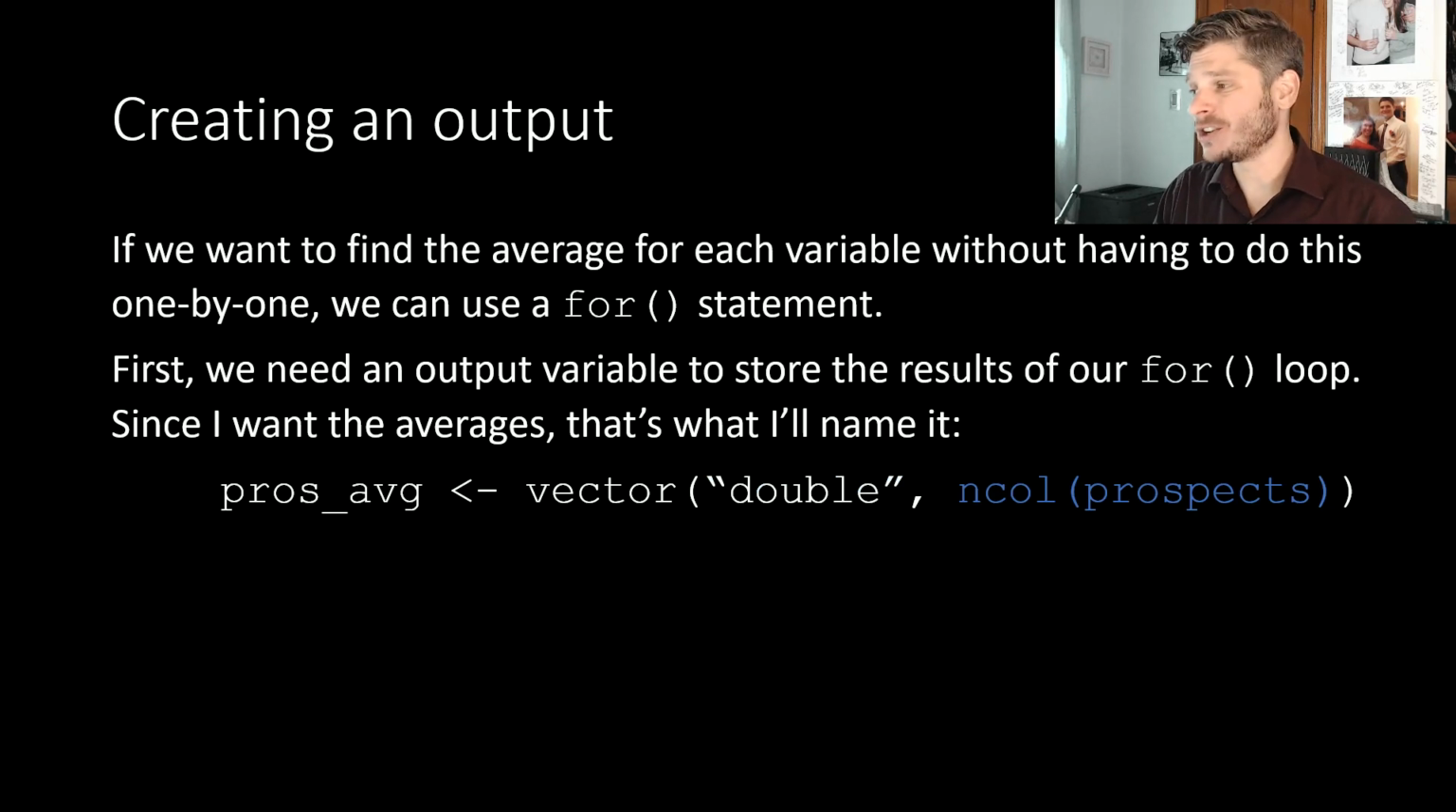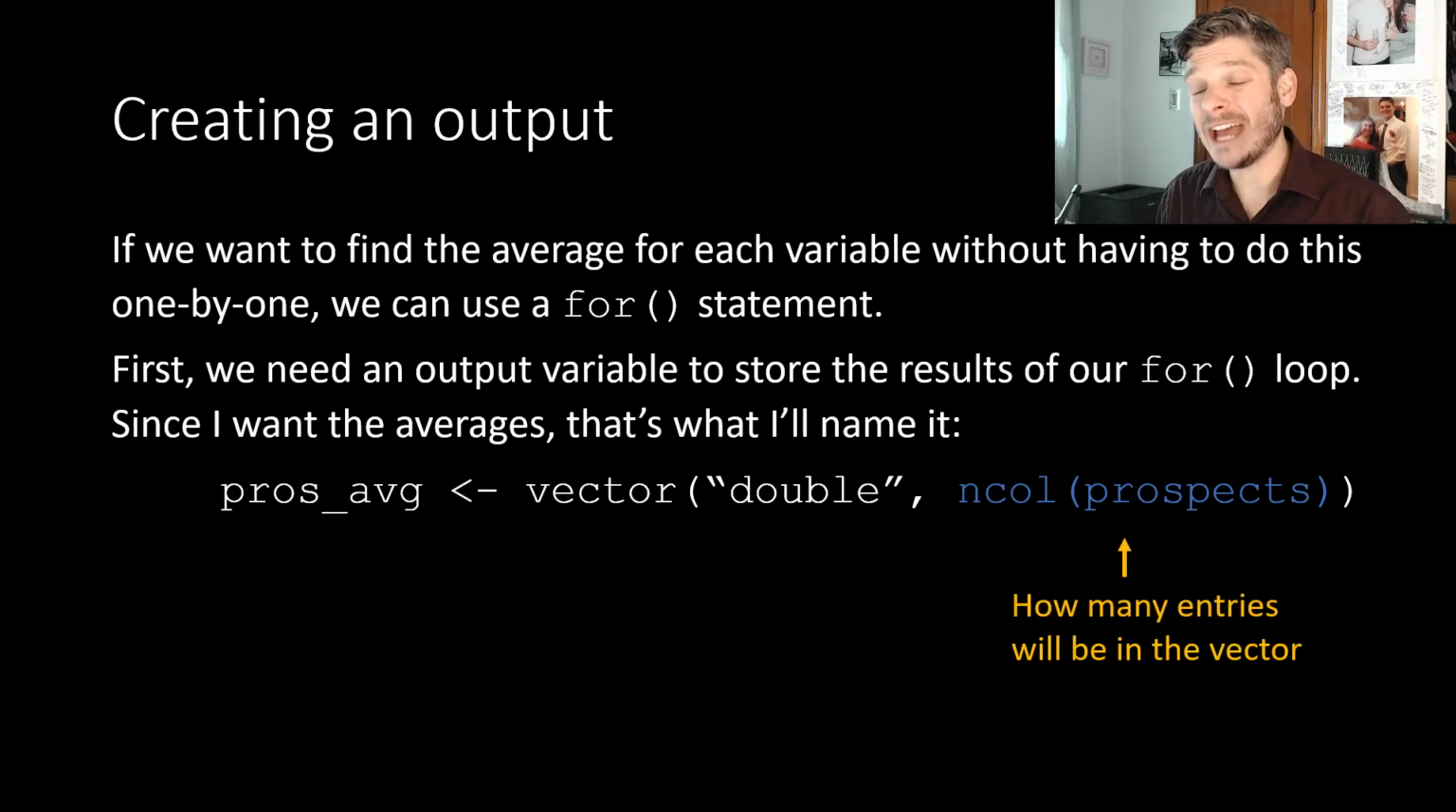The last argument is going to be how many entries will be in that vector. Now, if you know the specific number, you can absolutely just type the number, and that's fine. Or we can have the code run through, and in this case, I want an entry for each one of my columns, so we just use the number of columns in my data frame prospects. So we use our code to find the number of columns and put that in there.